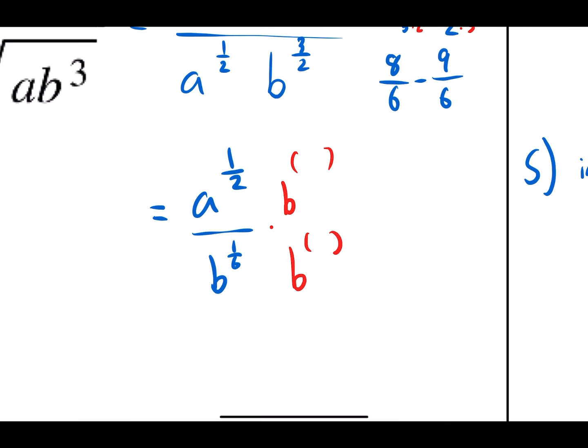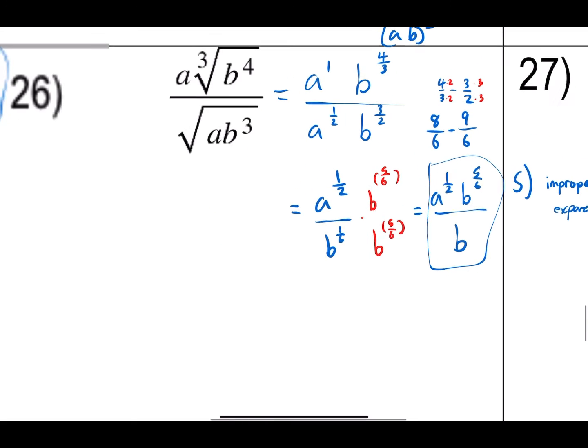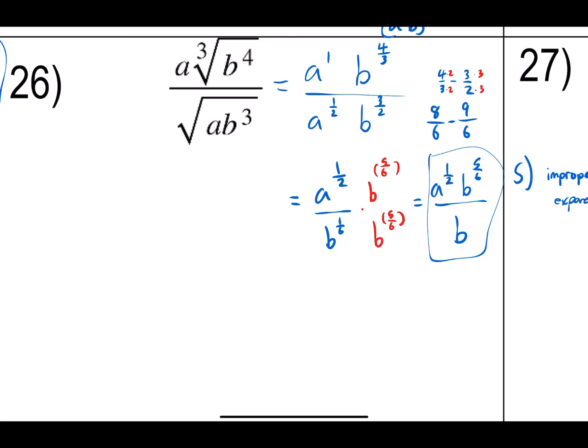1/6 plus 5/6. 1 plus 5 is 6/6. And we're left with a to the 1/2, b to the 5/6 over just b. Or if you'd rather see this in radical form, which we probably should because the problem started in radical form, it is the square root of a times the 6th root of b to the 5th power over b.